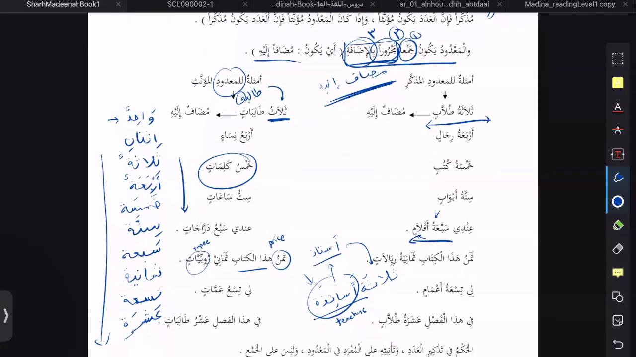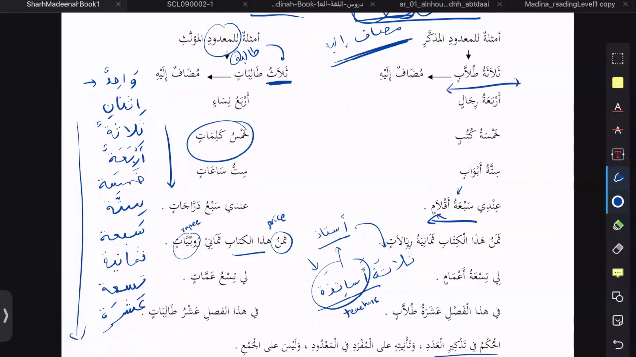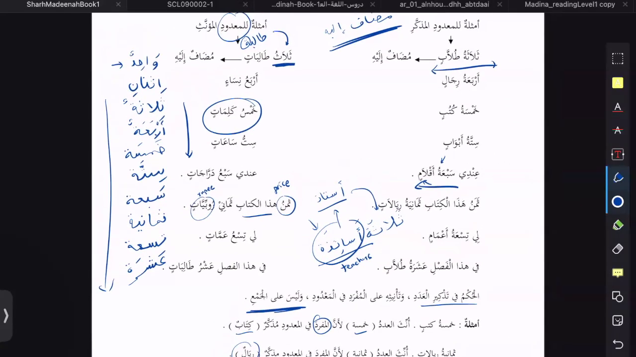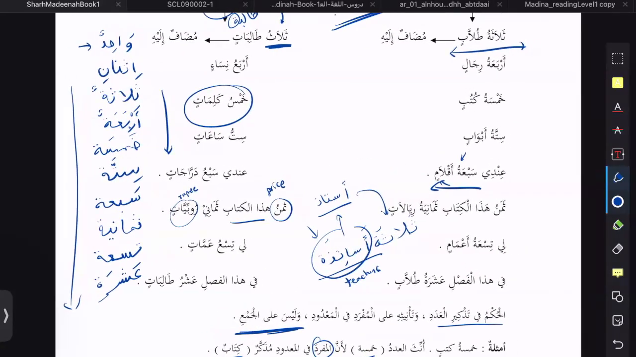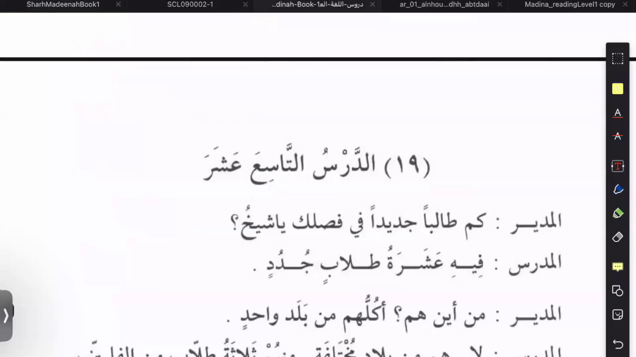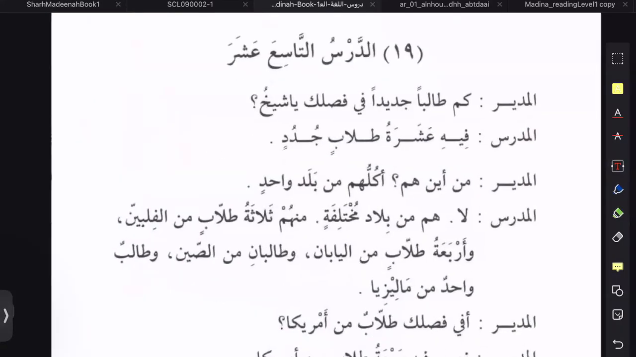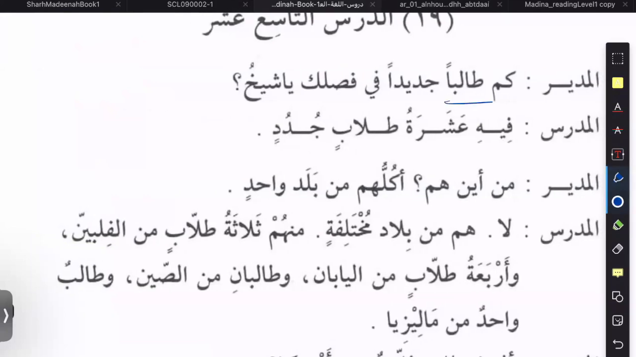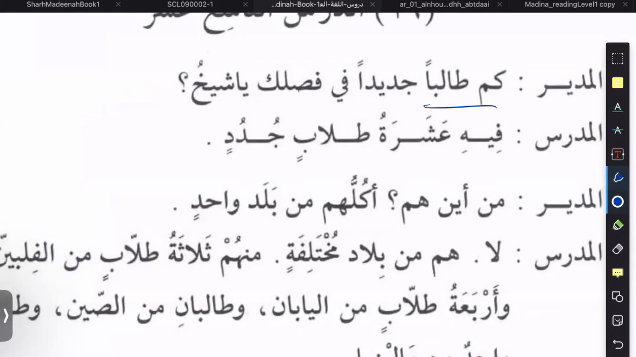But when you say from 3 to 10, now you know you will use mudaf, mudaf ilayhi. You'll say the number first, and all the other rules that we have learned so far. Make sense? So let's quickly go through that text. So he is asking kam taliban, same rules that we learned, right? Kam taliban jadidan fi faslik ya shaykh. How many new students are in your classroom?